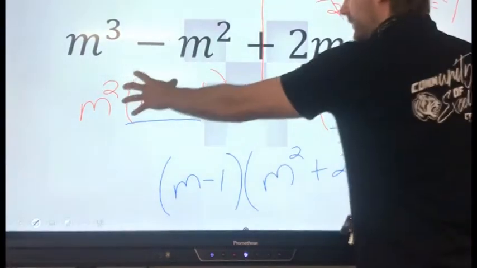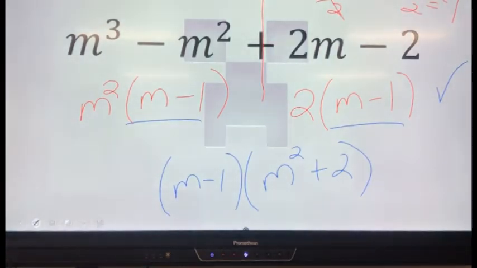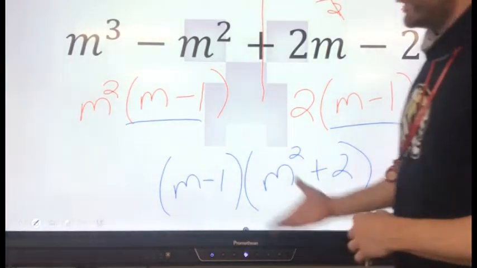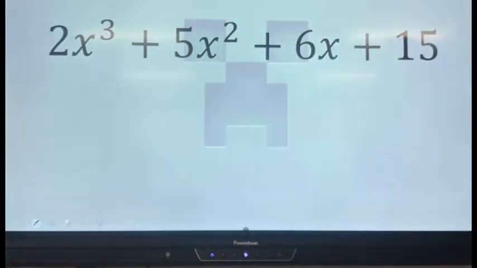So notice how it's 1, 2, 3 factor out GCFs in one problem. I really haven't shown you anything new. So let me have you give this a shot, and then we'll come together and see if you got it right.